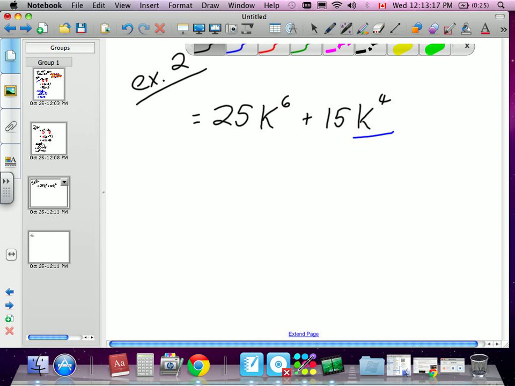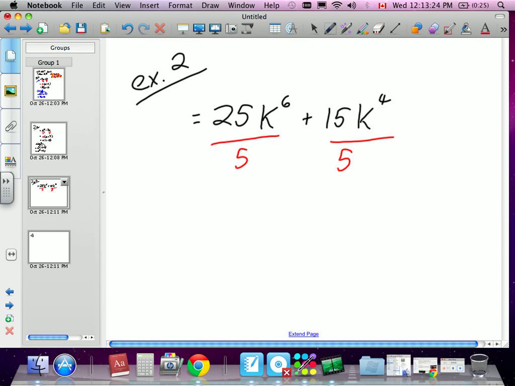So we're going to take 5 like we said. And what variable? K to the power of 4. So we're going to divide each of these terms by that number. Remember, that number goes on the outside of the brackets. We get 5k to the power of 4. And now we divide. What would 25 divided by 5 be?